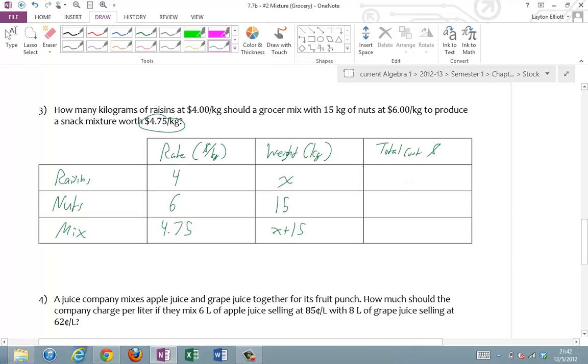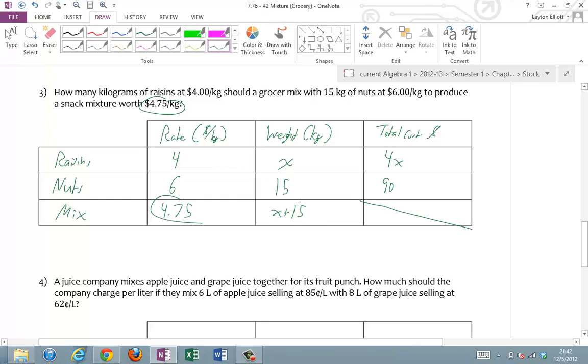Okay, so then we do total cost, 4X. Then I have 6 times 15 is 90. I'm going to split the cell again and do the product of these two equals the sum of these two. 4.75 times X plus 15 equals 4X plus 90. Distribute: 4.75X plus, this would be 71.25, is equal to 4X plus 90. Subtract 4X from both sides.